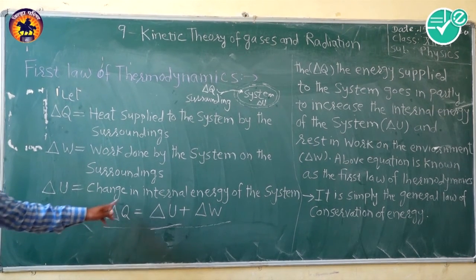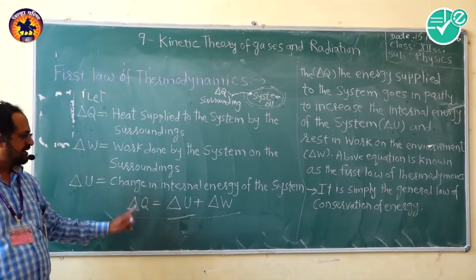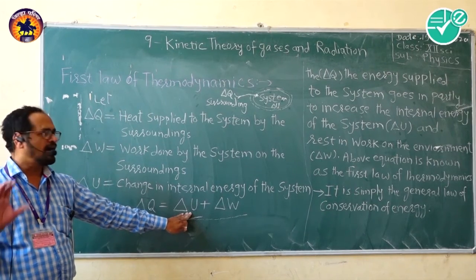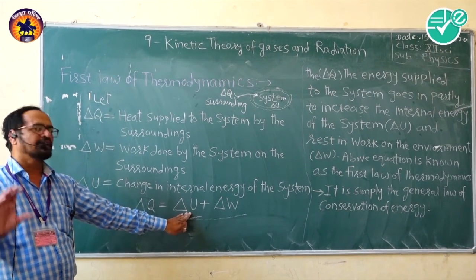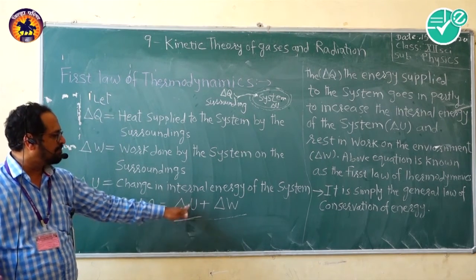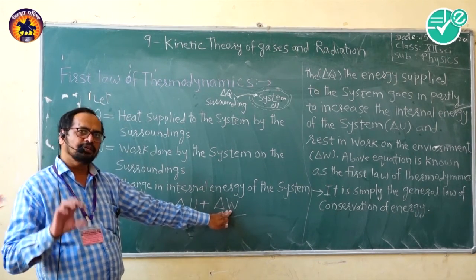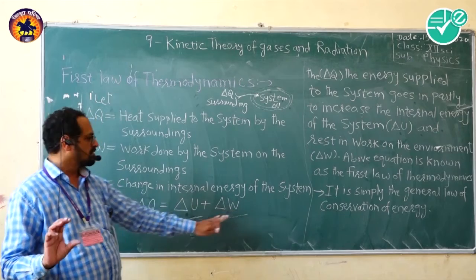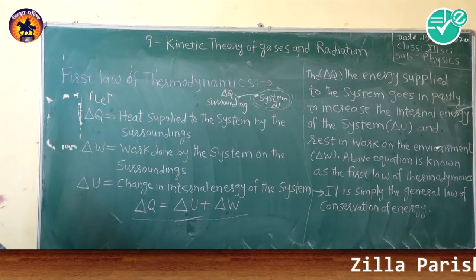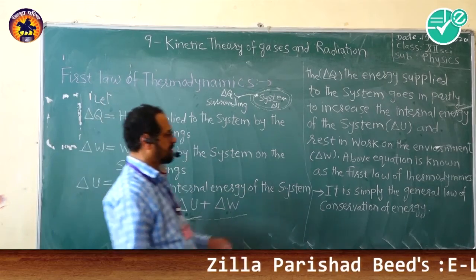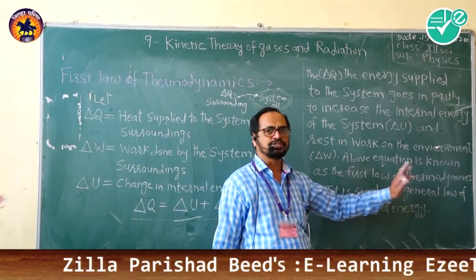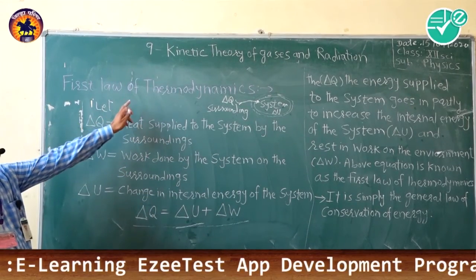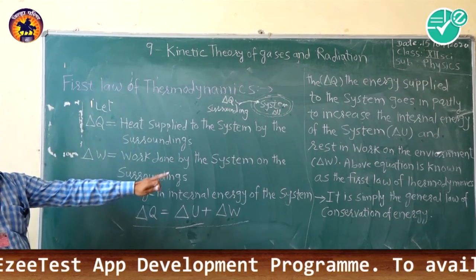So here also, here is the heat energy, and that heat energy will be converted into internal energy of the system. Some part of it is converted into internal energy of the system, and the remaining part will be used by the system to do work on the surrounding. So the total energy remains the same, and that is described by the conservation of energy. So the first law of thermodynamics is also related to the conservation of energy.